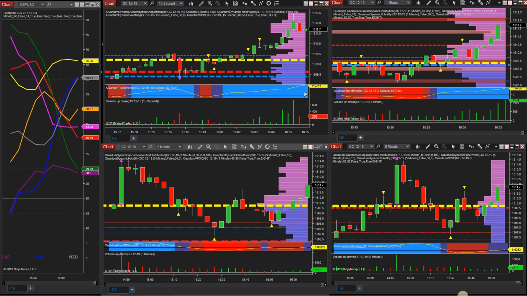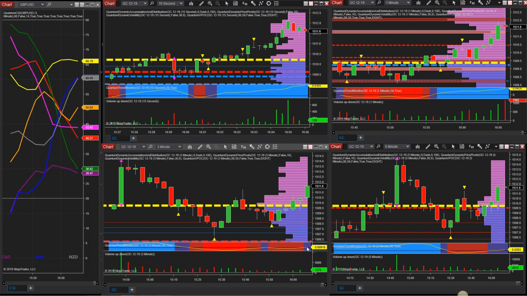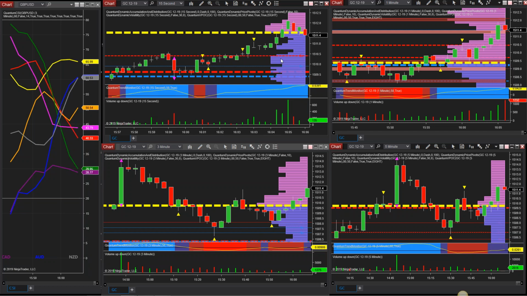Trend monitor is still blue though, hasn't transitioned on 15 seconds, certainly won't on 1 minute yet. And we're still waiting for full transition on 3 minute to follow through. And of course, ultimately down onto the 5 minute if this develops into a longer term bullish trend.